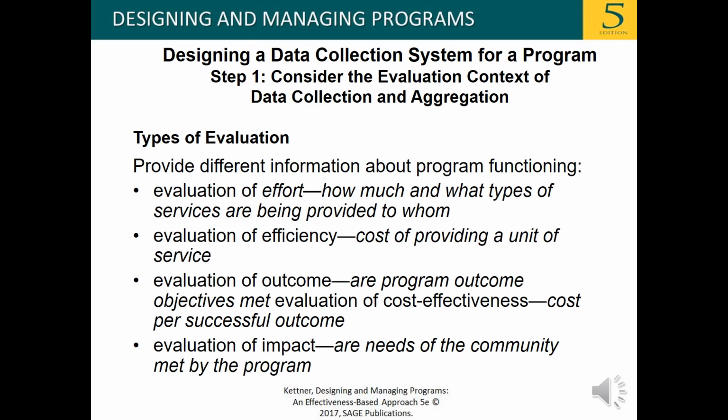Different types of evaluation provide different information about program functioning. An evaluation of effort might answer how much and what types of services are being provided to whom. An evaluation of efficiency looks at the cost of providing a unit of service. An evaluation of outcome asks, are program outcome objectives met? Evaluation of cost effectiveness, cost per successful outcome, that should be on the next line, I apologize. The evaluation of impact asks, are needs of the community met by the program? So again, depending on what type of evaluation we're considering, we may yield very different information, and we may require very different types of data collection, observations, etc.